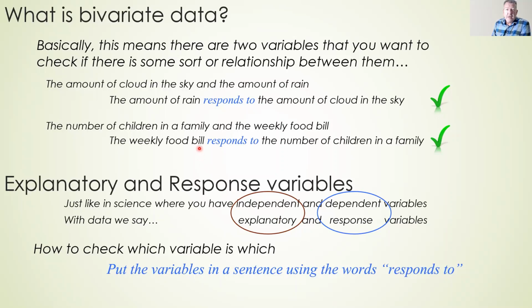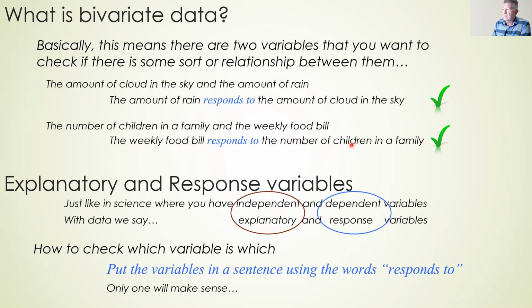So what are we doing here? Sorry, one bit I forgot to mention: only one of the ways will make sense. So let's have a look at this one here. The weekly food bill responds to the number of children. So that's one of the variables, the weekly food bill, and the other one is the number of children.